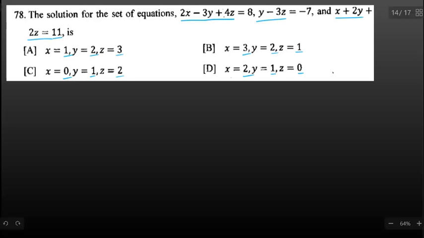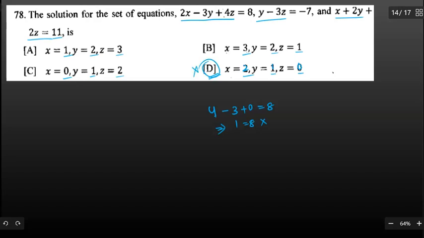So let's start with D. Okay, let's start with D: 2, 1, 0. So 2 into x, 2 into 2, that is 4, minus 3 into 1, that is 3, plus 4 into z, 4 into 0, that is 0, is equal to 8. Does it satisfy? 4 minus 3 plus 0, so 1 is equal to 8. So this is clearly not the solution.